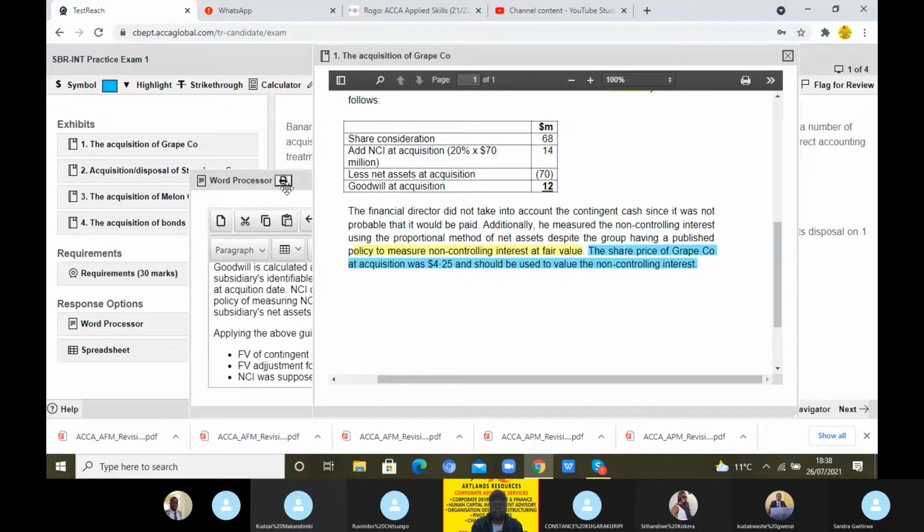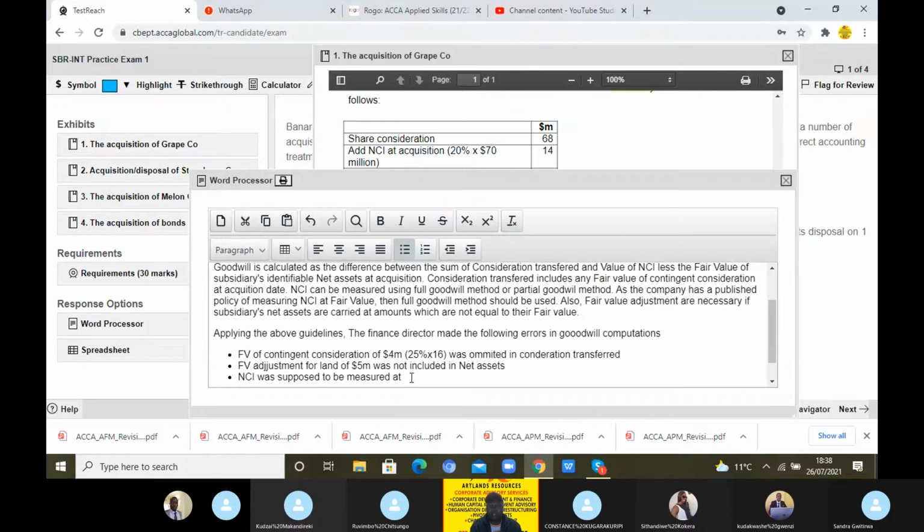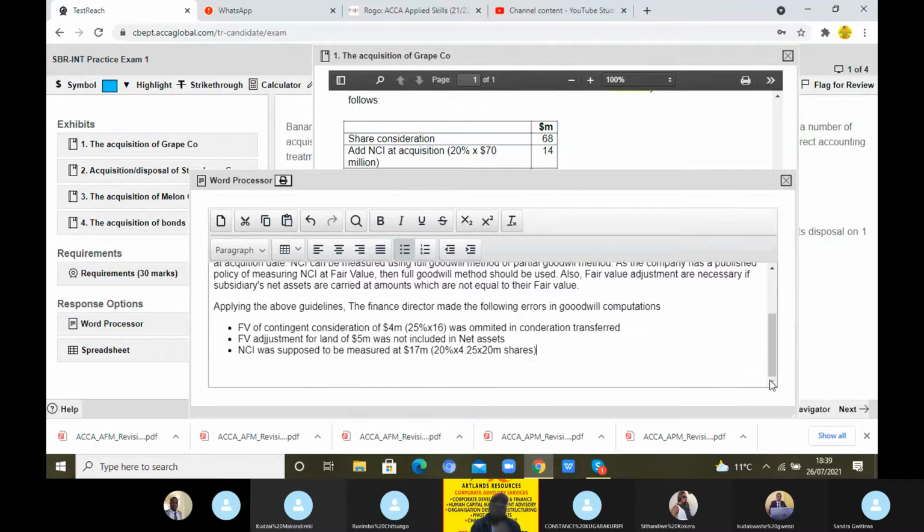So there I go. I navigate to bring my cursor to the front. So it is 17 million. NCI was supposed to be measured at 17 million. I calculated 17 million by saying 20% times $4.25 times 20 million shares. So there you go. Now revise the goodwill, because they are saying how goodwill should have been calculated. So you can say correct computation of goodwill. Correct goodwill computation.